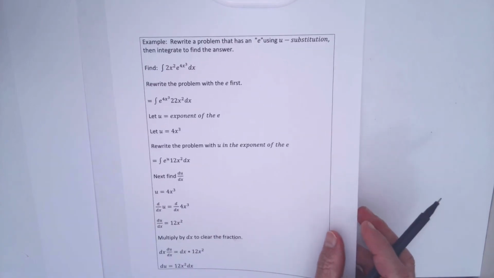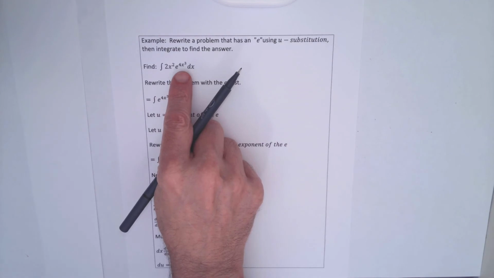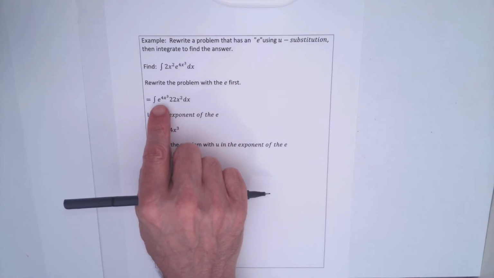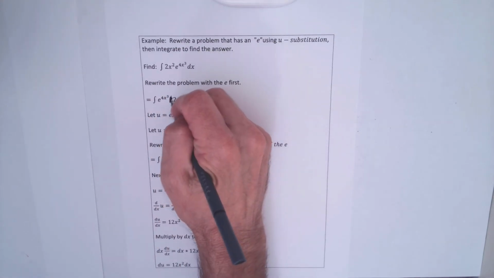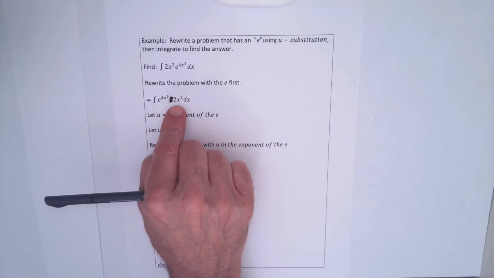Alrighty, so let's walk through this unnumbered problem. It's an e problem. With e problems, if the exponent isn't just a naked x, I have to use u-substitution. What do I do? First, I write the piece that I'm going to make the u, which is the exponent of the e, first. I rewrote the problem with the e to the 4x cubed first, and what should have been 2x squared written second, followed by the dx.